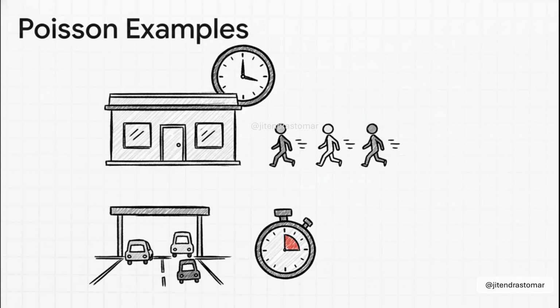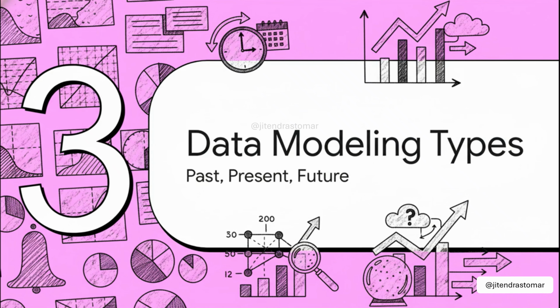Think about a bank trying to figure out how many tellers they need. They'd model the number of customers arriving each hour, or think about the number of cars passing through a toll booth every minute. These are random events happening over a fixed period, and Poisson helps us understand and even predict how often they'll happen.